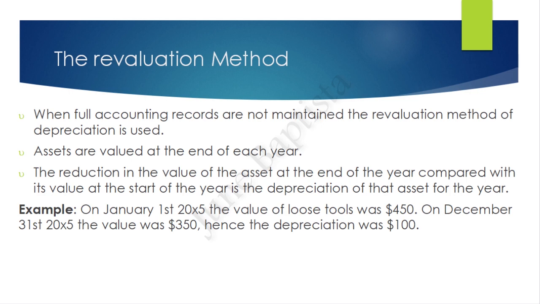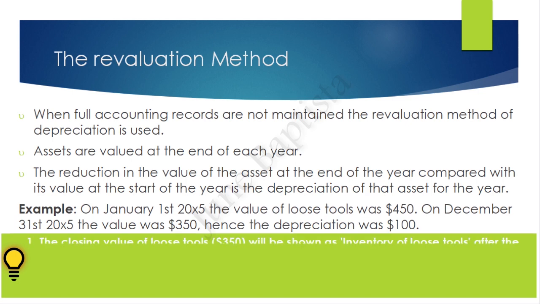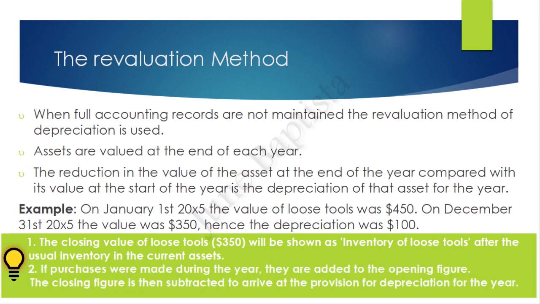Hence, the provision for depreciation of loose tools for the year ended 31st of December 20x5 was $100. Note 1. The closing value of loose tools in the above example, $350, will be shown as inventory of loose tools after the usual inventory in the current assets section of the statement of financial position. Note 2.